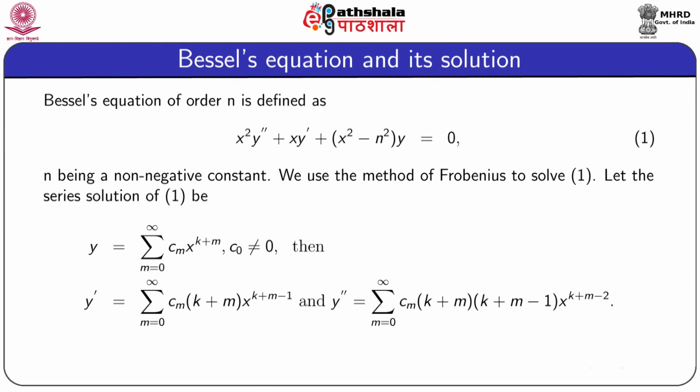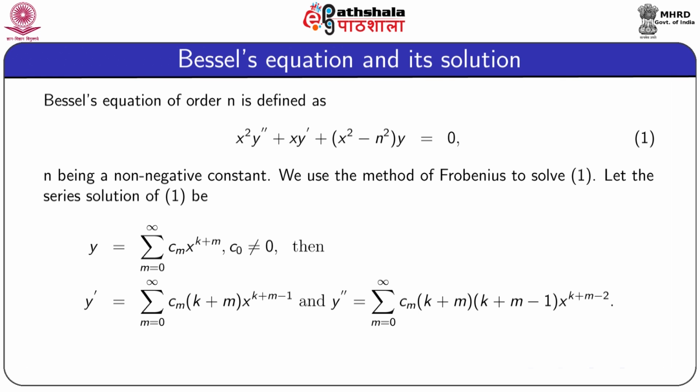Let us now look into the Bessel's equation and its solution. The Bessel's equation of order n is defined as x square y double dash plus x y dash plus (x square minus n square) y equal to 0, where n is a non-negative constant. We use the method of Frobenius to solve equation 1.